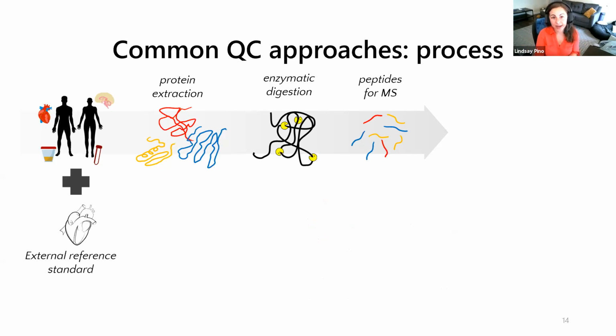Then there's this whole other idea. Instead of isolating each one of these individual steps to get a process-level look, having an external reference standard. So this is a completely separate sample that is similar in complexity to the samples you're doing.